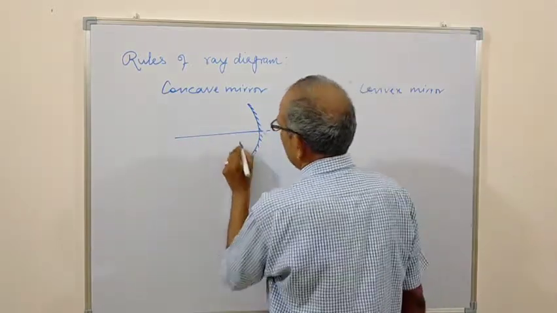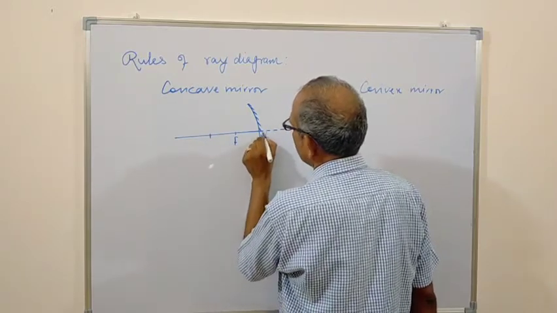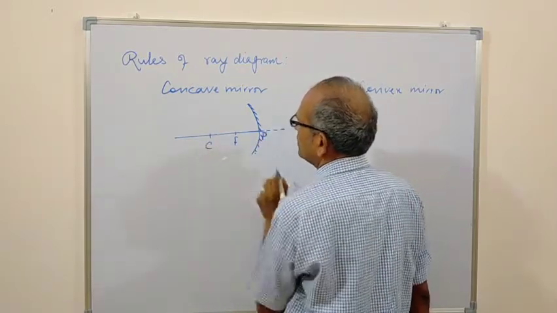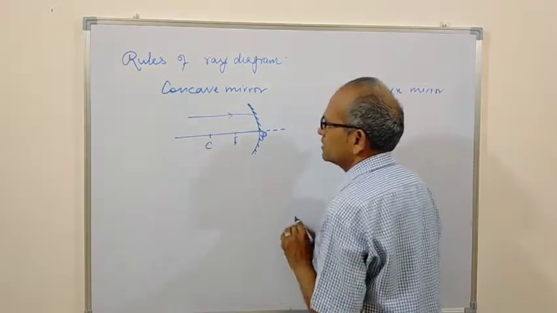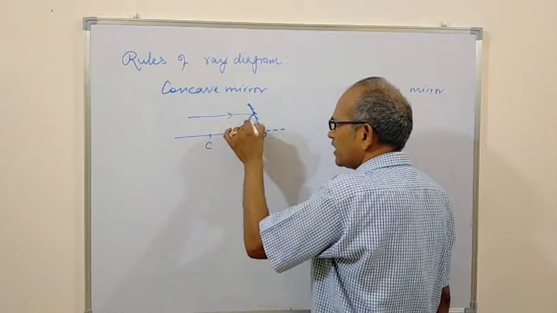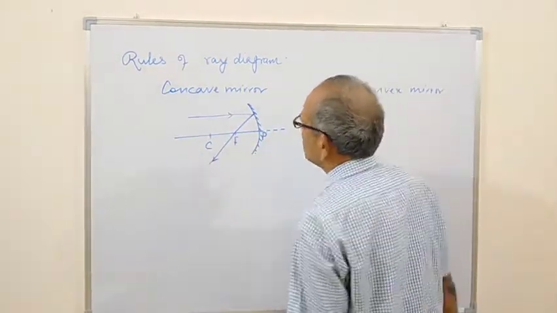Say this is the focus and this is the center of curvature, this is the pole. A ray of light is incident parallel to the principal axis. Then after reflection it passes through the focus.